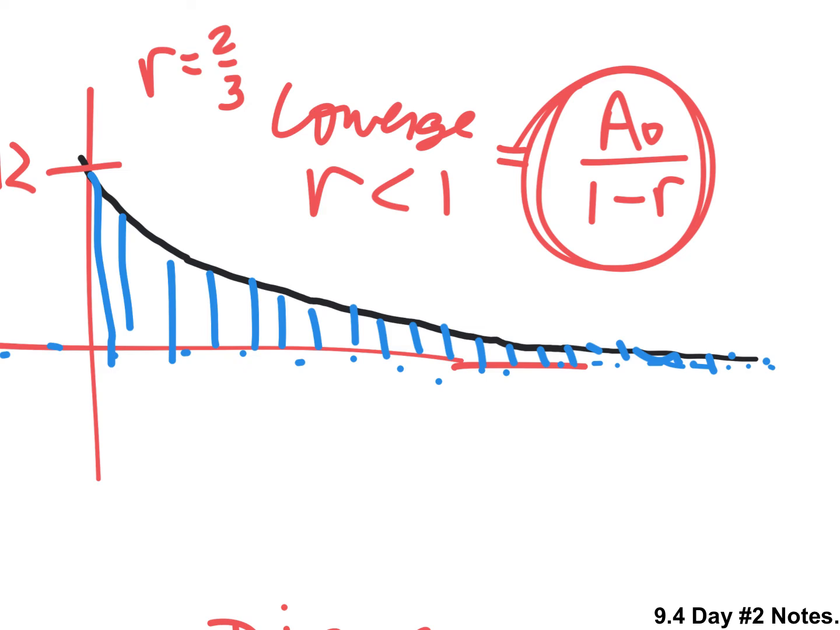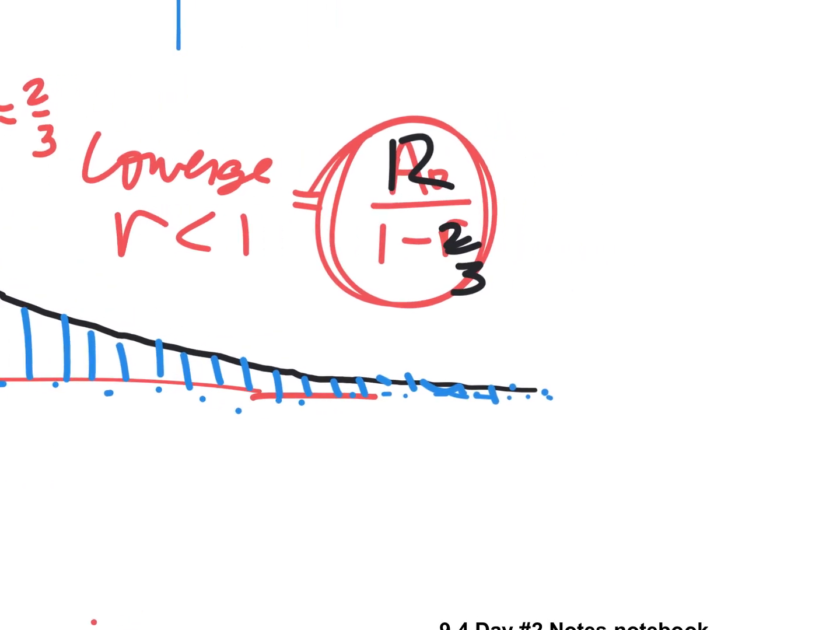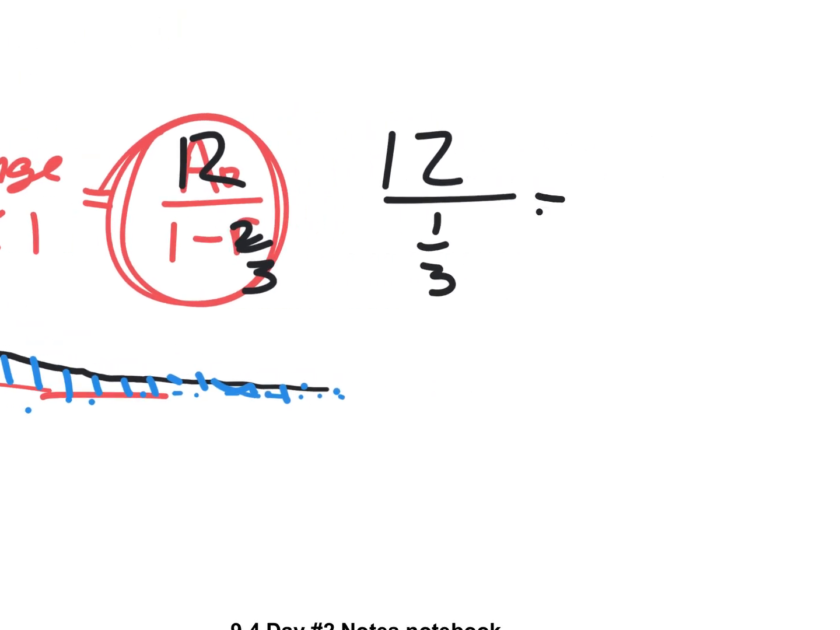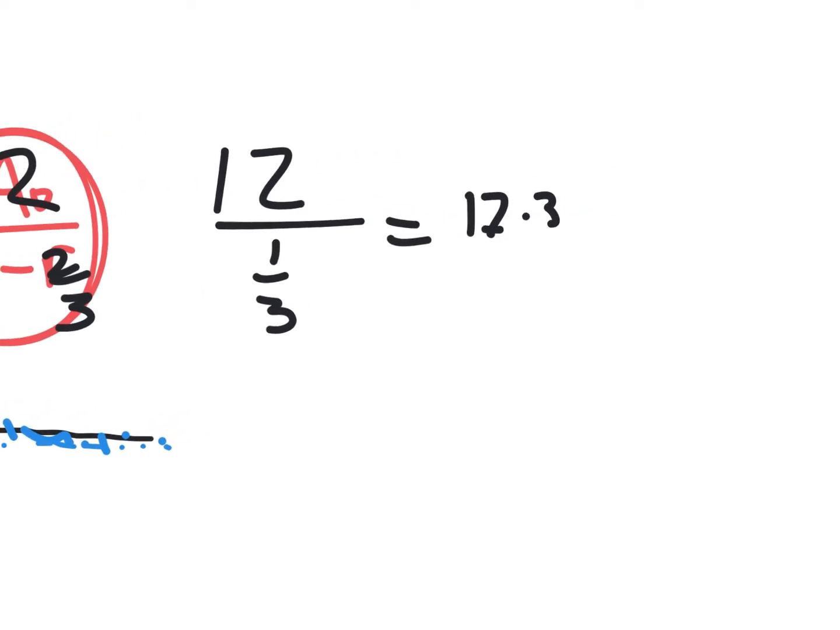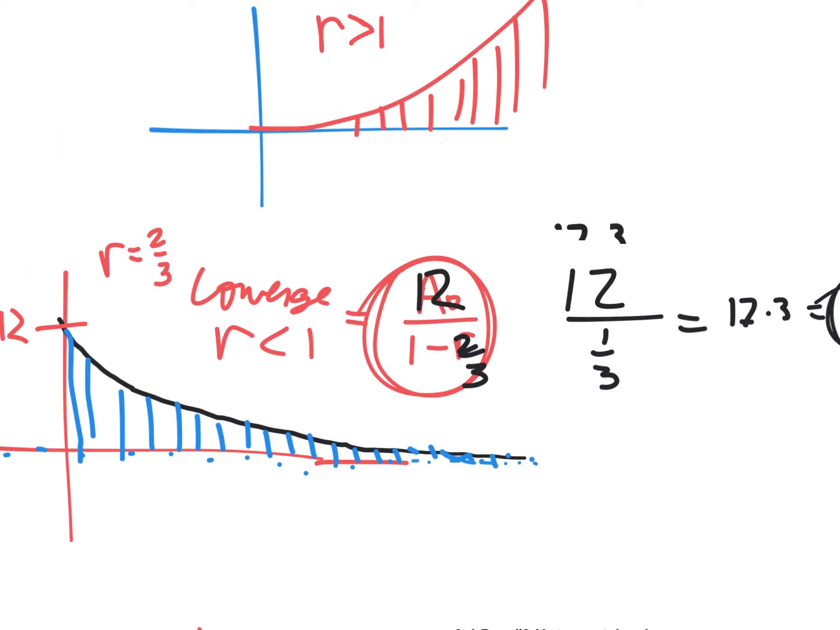So you should have said 12 over 1 minus 2/3, which is 12 over 1/3, which would be 12 times 3, which would be 36. Raise your hand if you had 36. Okay, cool. So the word converge is the new thing.